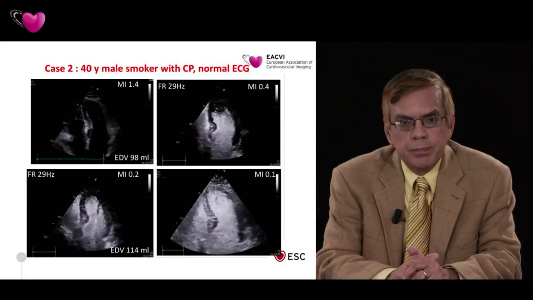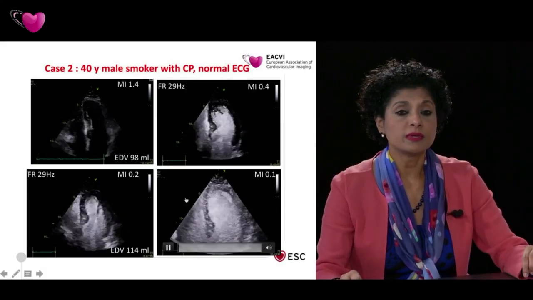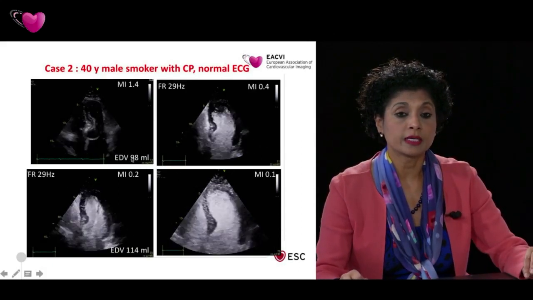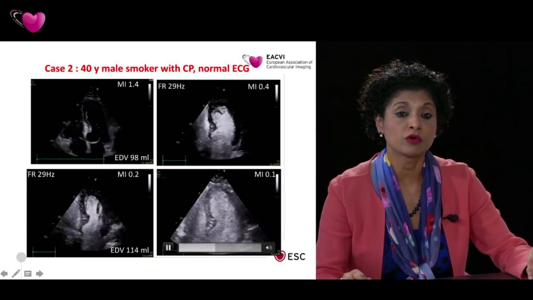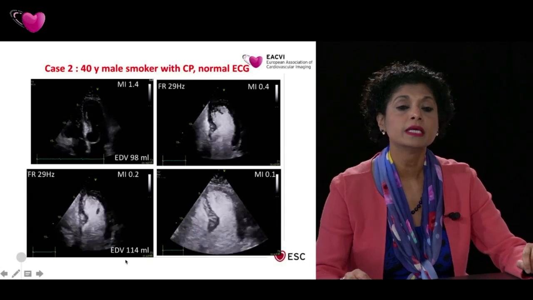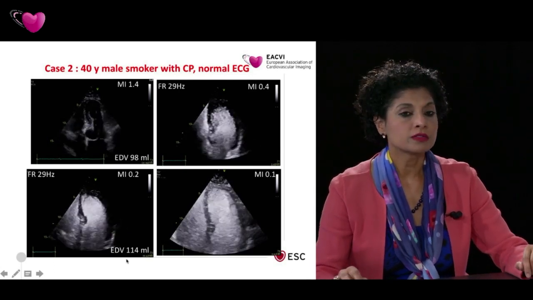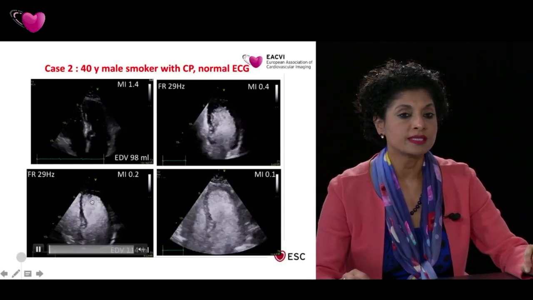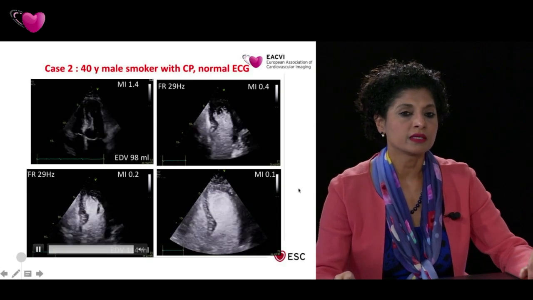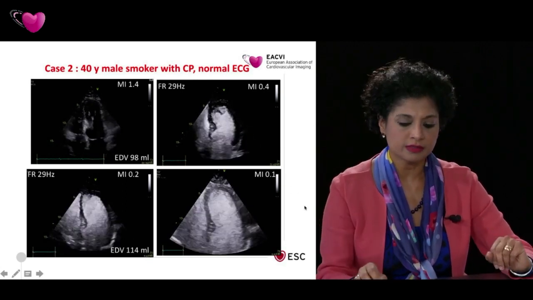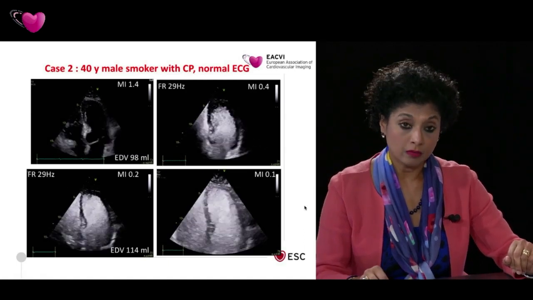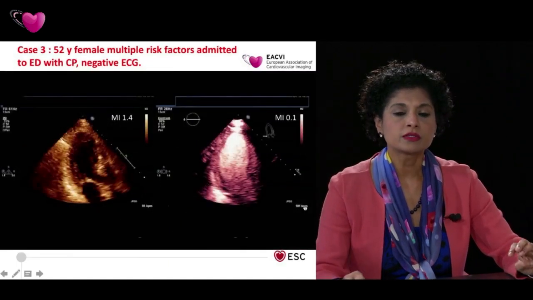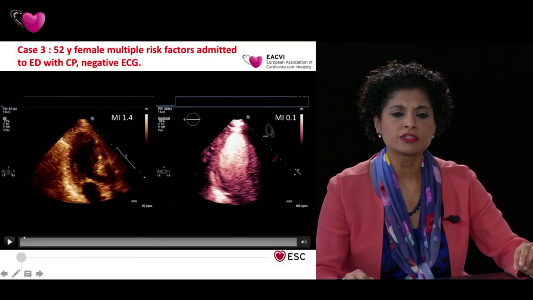Exactly. And the point that I wanted to make also was the volumes which are calculated here. The volume in the contrast-opacified image is a lot higher, because with the contrast you can actually see the compacted myocardium, and you're excluding all the trabeculae and the papillary muscles, etc. So the contrast gives higher volumes.